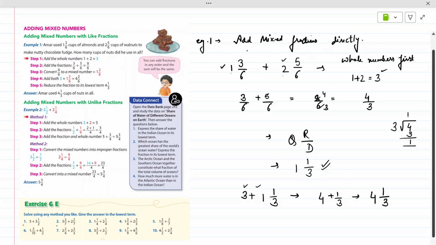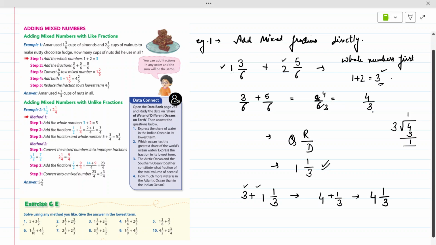We have the two mixed fractions given to us. We have added the whole numbers first. That is 1 plus 2, which is giving us 3. We are keeping it on one side. Okay, this 3. Now we have picked up the fractional part, 3 by 6 and 5 by 6. Since these are like fractions, we can add them directly. So after adding them, we have got 8 by 6 and we have reduced it to the simplest form.